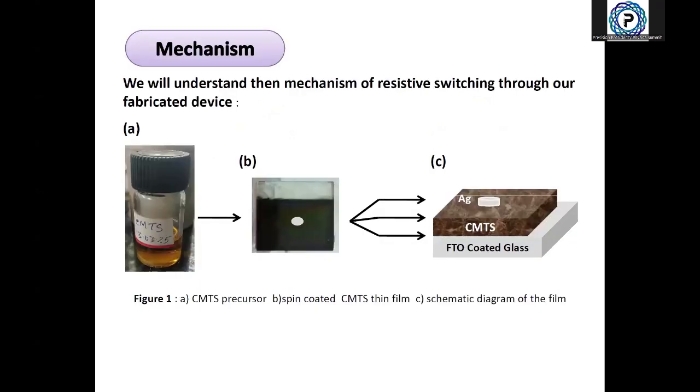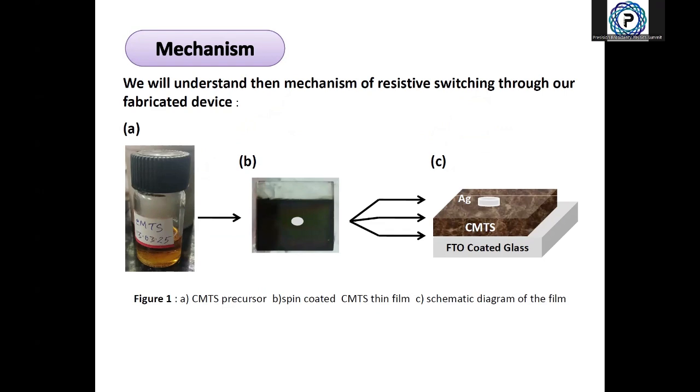Now let's come to the mechanism. How does this happen? We'll understand the mechanism with our prototype. What we have done is make a precursor of CMTS, that is copper manganese tin sulfide, and spin coat it on an FTO-coated glass, that is fluorine-doped tin oxide glass. This is our schematic diagram: FTO-coated glass, on this we have spin-coated CMTS, and on this we have silver.